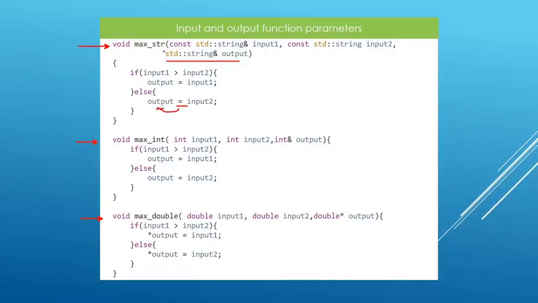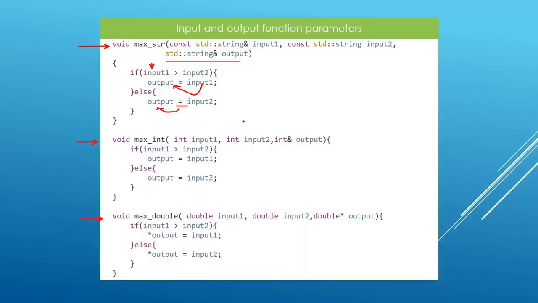So the main purpose of this function is to compute the maximum between these two strings. We are going to say if input 1 is greater than input 2, then input 1 is going to be our maximum, and we are going to store that in our output parameter here. If input 1 is not greater than input 2, then input 2 is our maximum. We're going to store that in our output, and whoever has access to the output outside the function is going to see the changes that we are making in the body of the function.